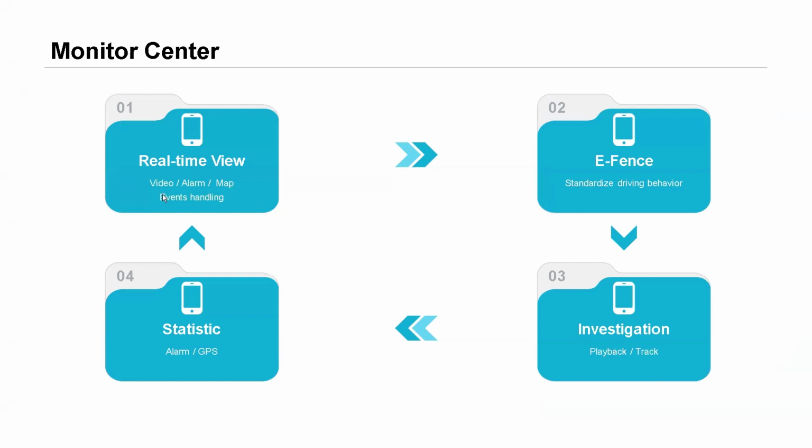Then we have these functions in the monitoring center. So we'll do real-time previews of videos, alarms, and also on a map. We can do the e-fence so that with standardized driving behavior, you can't cross specific areas and all this. Then we can use this to do investigation, playback and tracking of vehicles. Then we can use statistics for alarms and GPS.